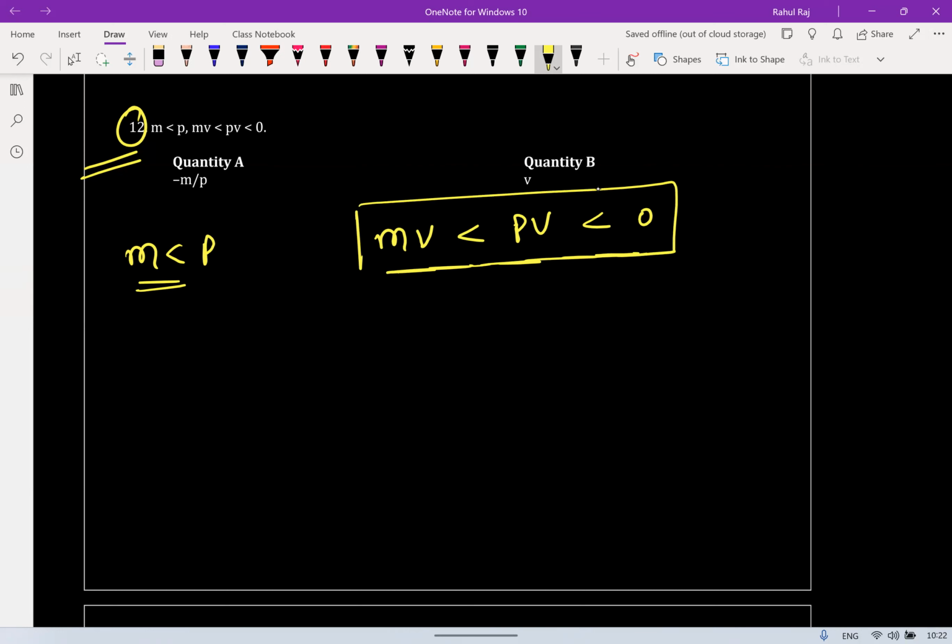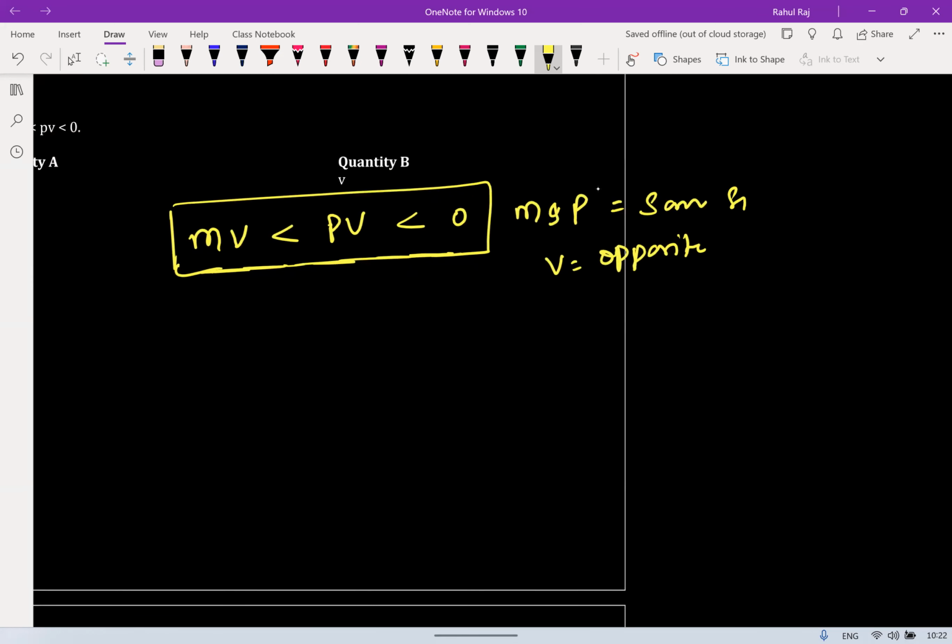Can I tell what I can conclude from here? One thing is that M and P have the same sign and V will have the opposite sign. Looking at this equation, can I conclude that M and P will remain of the same sign? If M and P both are positive, V will be negative. If M and P both are negative, then V has to be positive. Can I conclude this or not? First, think about this.